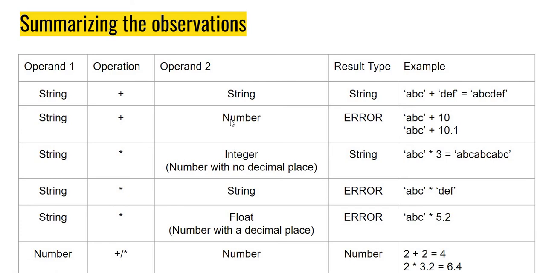String plus a number will always give a problem because, for example, whether we have ABC plus 10, which is string plus integer, or a string plus float, that is always a problem. String, on the other hand, multiplied with an integer, which is a number with no decimal place, gives us a string, which is basically this string concatenated 3 times, so repeatedly added. So it's ABC, ABC, ABC, but this is again a string. So the result type is also string. String times string is an error.